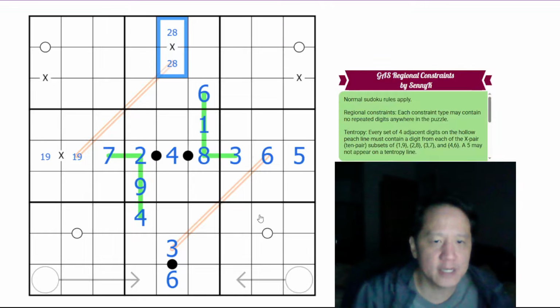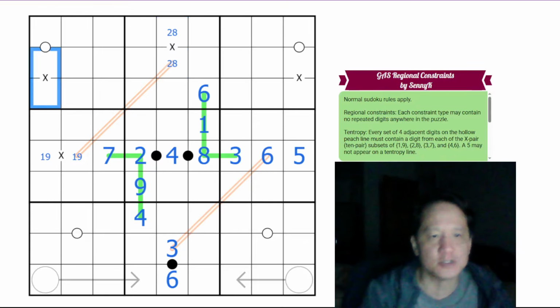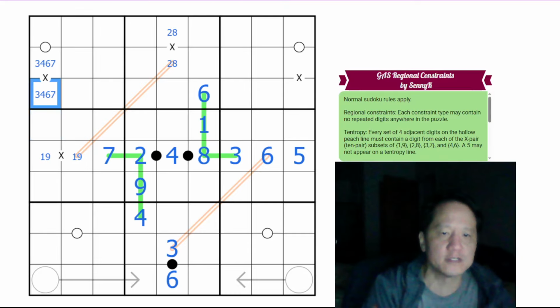We need to have a 4 somewhere on the regional constraint because you can't repeat it on tentropy lines. So we have 1, 9, and 2, 8 already for the x's, so this must be 3, 7, or 4, 6. This can't be 6 because of 6 in the row. This must be 3, 7, or 4, 6 also, but again, this can't be 6 in the row, so this can't be 4.